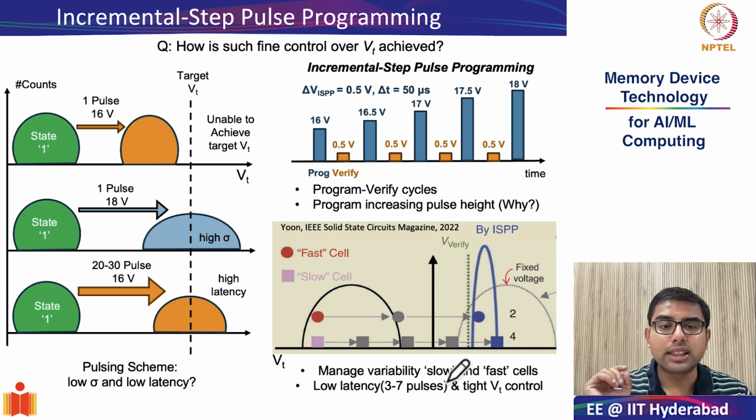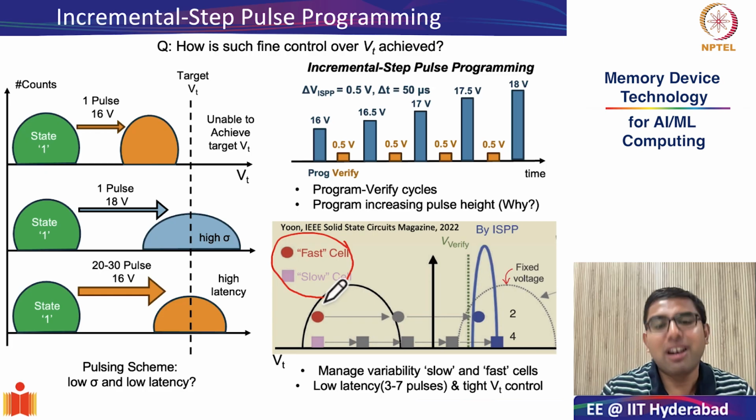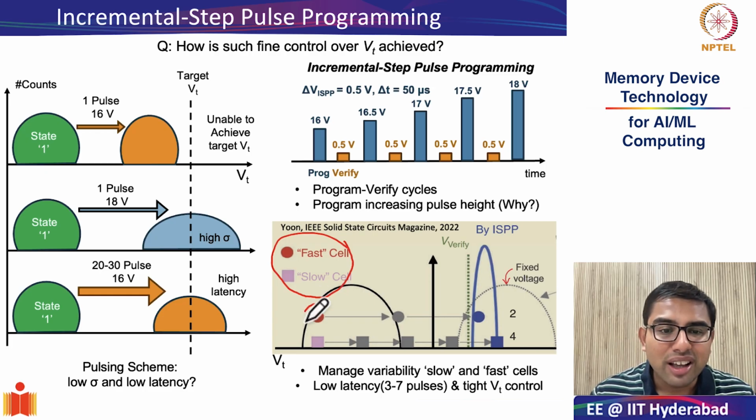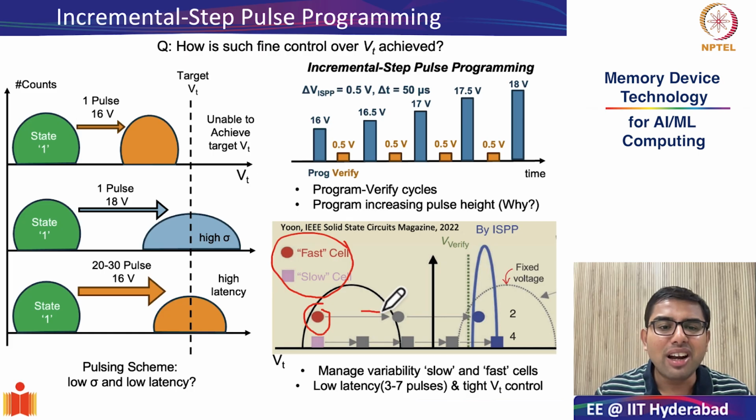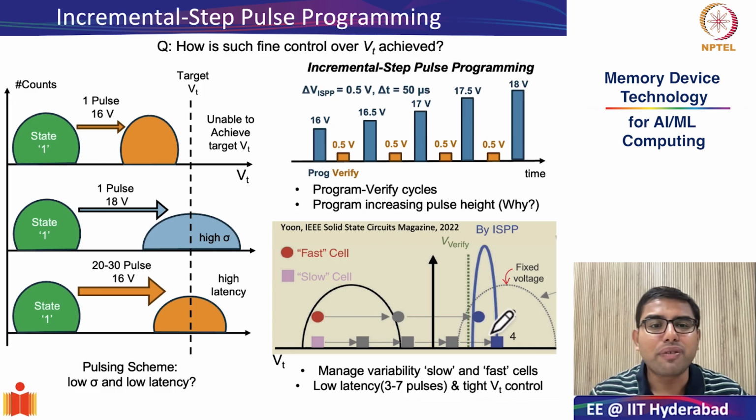The other thing that we notice is that ISPP is able to manage variability in a much better fashion. What do I mean by manage variability? Here we have indicated two kinds of cells. One is a fast cell and another is a slow cell. What is a fast cell? A fast cell is a rubber balloon which fills very easily. So a cell where with very little inputs itself, you are able to reach the target voltage. Whereas a slow cell takes several more cycles or several more pulses to reach the target voltage. And this is of course because of the variability in the cells.